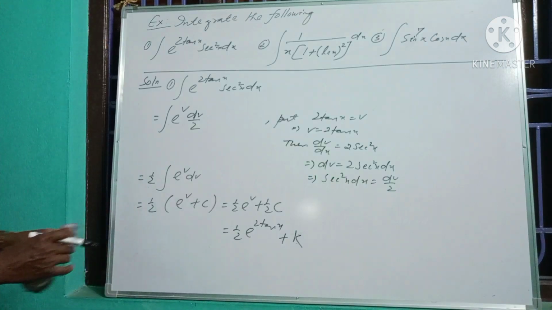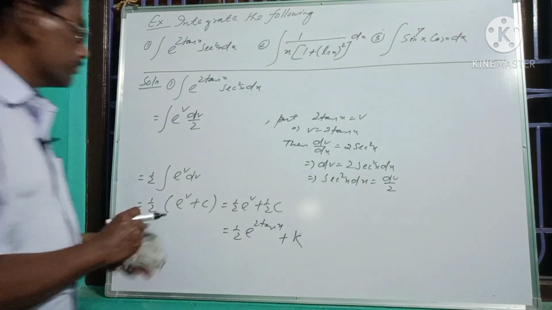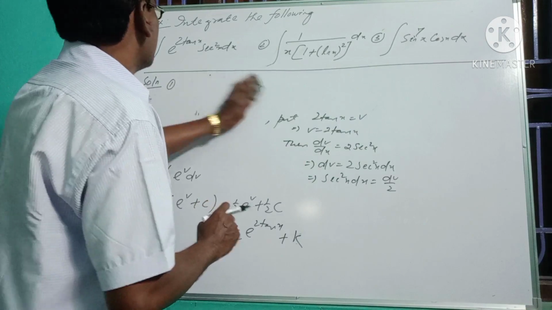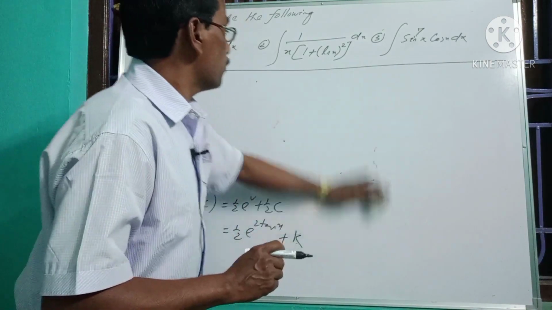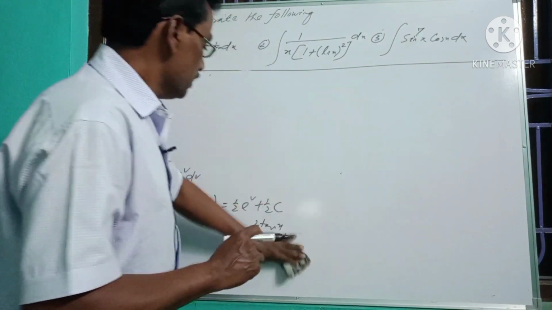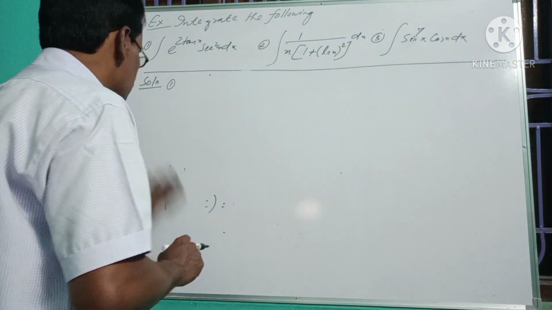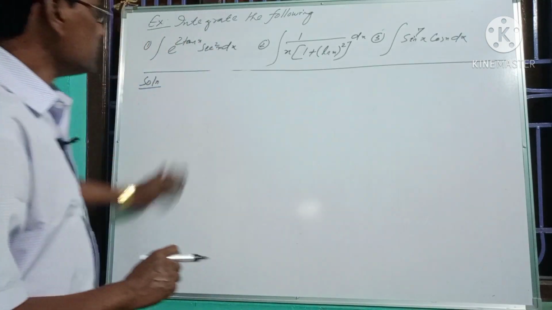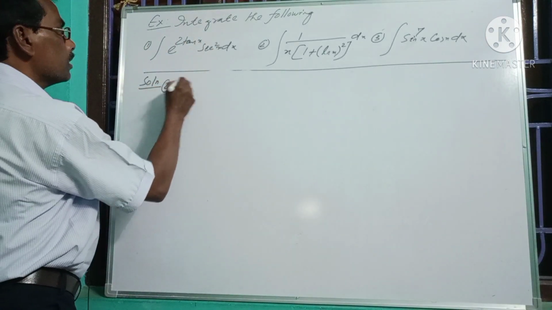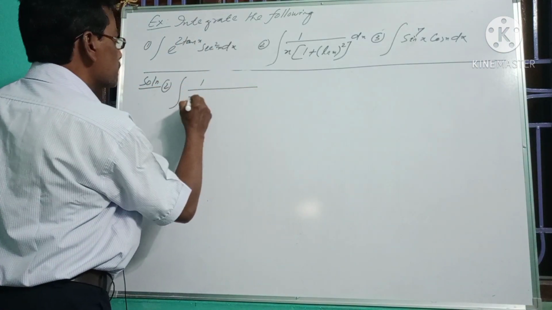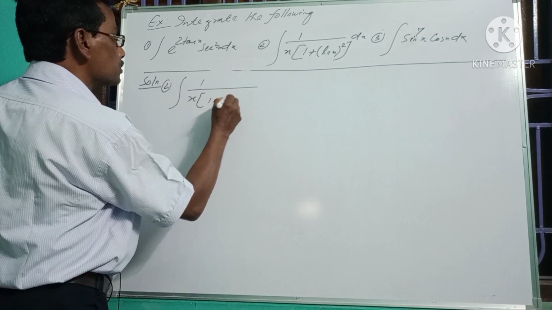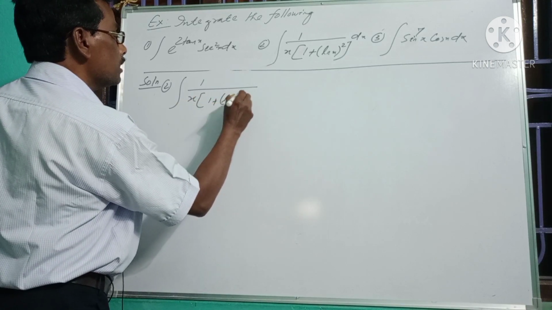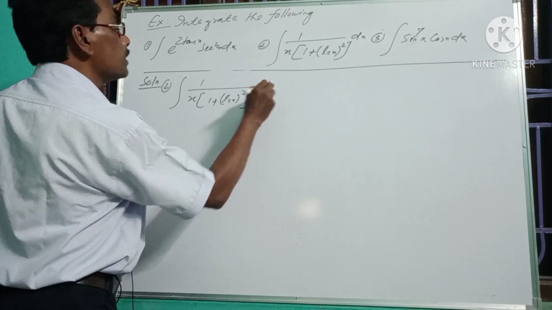Now let us consider the second problem, that is integration of 1 by x into 1 plus square of ln x with respect to x.